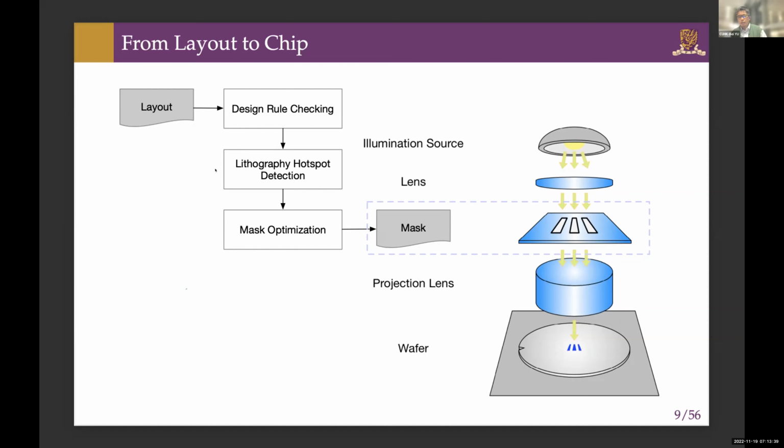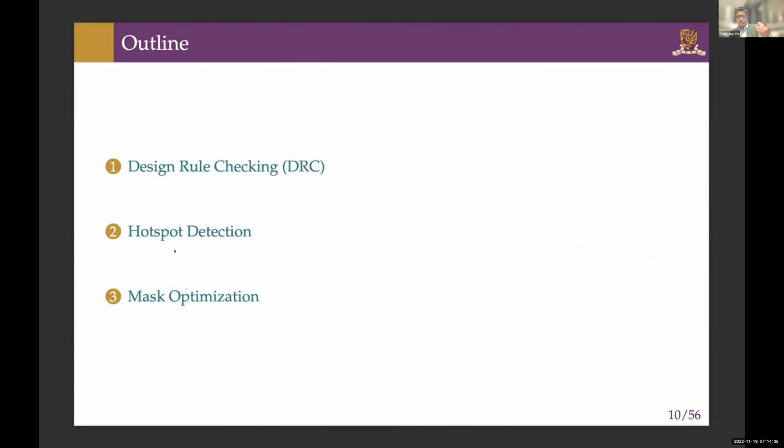The last stage is mask optimization. This stage is typically carried out in the foundry to finish the design of the mask. Then the mask will be used in the lithography system, and going through the lithography system, we can really make the pattern on the wafer. So naturally, my talk today will be split into three stages: design rule checking, then hotspot detection, and the last part will be mask optimization.